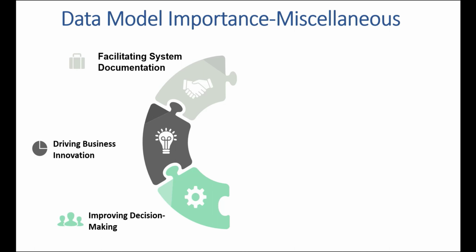And again, let's take an example. A transportation company analyzes data collected from sensors installed in its vehicles using a data model that defines a vehicle's performance metrics, maintenance schedules, and also route optimization algorithms. So this enables the company to identify opportunities for efficiency improvements, cost saving, and again, maybe a new service offering as well.